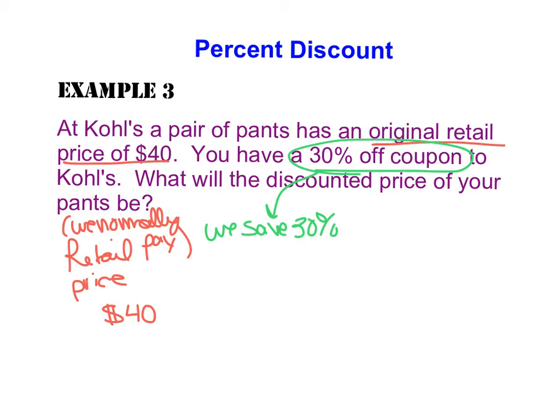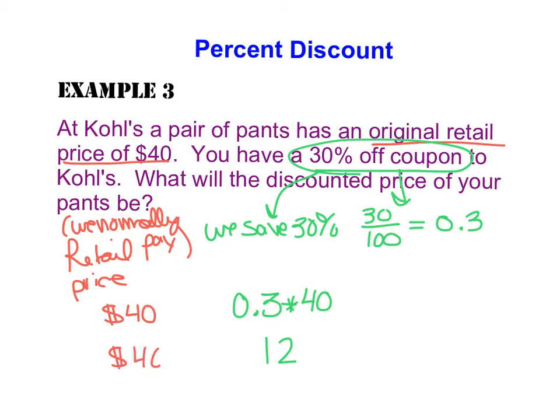So we're going to calculate this value very similar to the way that we calculated percent markup. We're going to take 30% and turn it into a decimal, which we do by taking 30 and dividing it by 100, which leaves us with 0.3. So we're going to take 0.3 and multiply it by that original $40 that those pants would have normally been. So we're going to figure out what 30% of 40 actually is. So we take 0.3, we multiply it by 40, and we get 12. So our discount is $12.